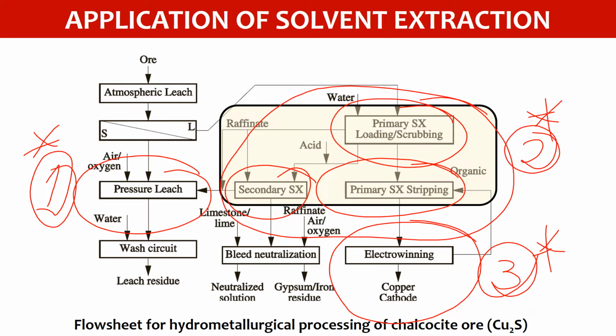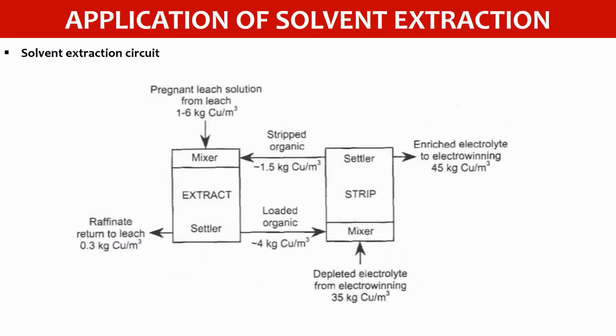Okay, so let's look at this circuit now using some values. Okay, so this is a circuit again for your copper. So we have got your extracting and your stripping cells here. Okay, so you can see from your pregnant leach solution, it's a solution which is coming in to the extraction step at 1.6 kilograms of copper per cubic meter.